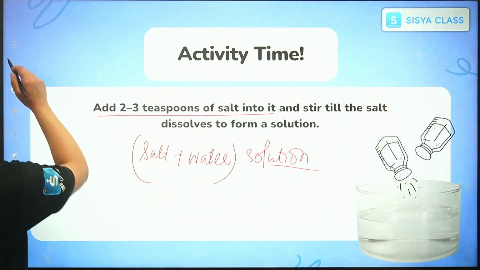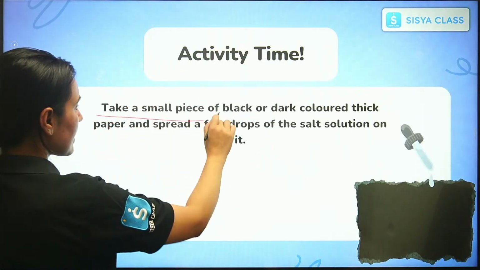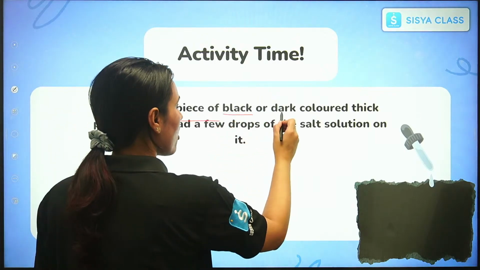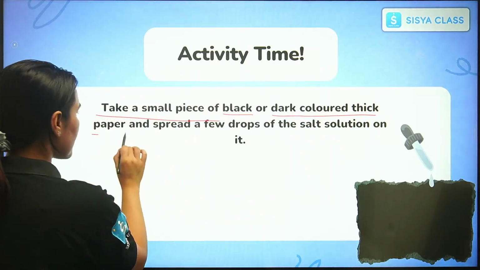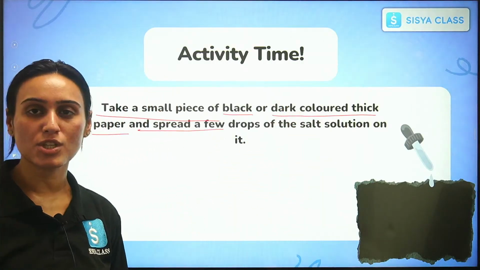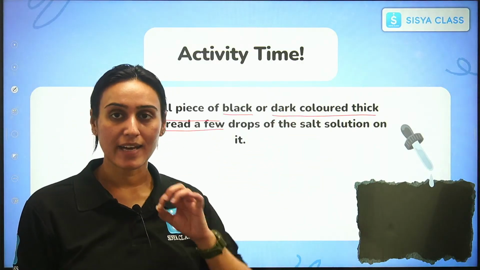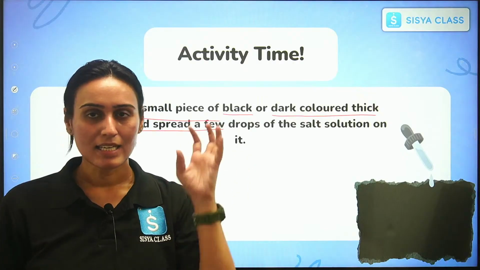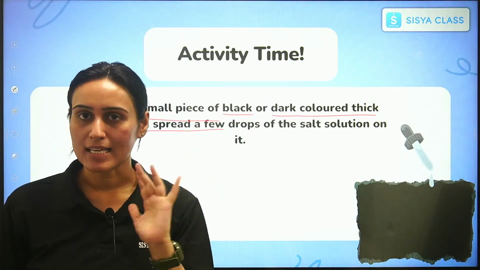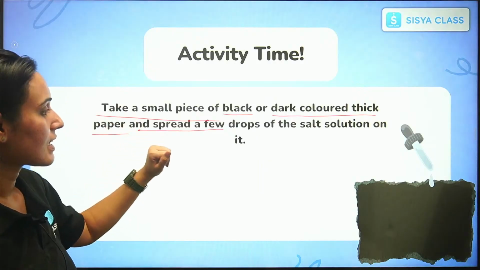Okay, let's see. So we have taken a small piece of black or dark colored thick paper, and we have spread a few drops of that salt solution onto it, right? You have prepared the salt solution, correct? You have taken a small amount of water, you have added salt into it. Okay, nice, we have done it. Now what next are we doing?